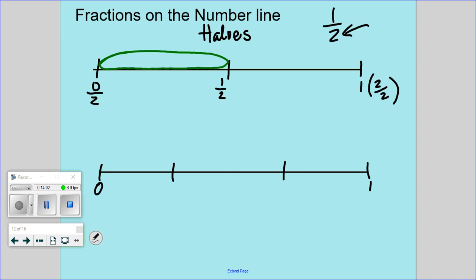Do we see my 3 pieces? Piece 1, piece 2, piece 3. This is broken into thirds. I have 3 pieces. Now I need to label my pieces. How do I make 0 a fraction? 0 what? What am I counting by? Sabrina? Thirds. So it is 0 thirds.